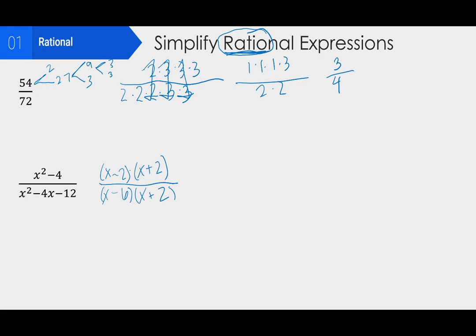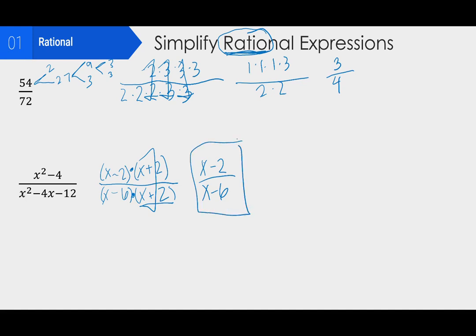Now what we see here is multiplication between the two parentheses, so because there's multiplication, I can cancel or divide out or factor out that x plus 2, it becomes 1. So it's really now x minus 2 over x minus 6. Again, I cannot cross out the x's or divide by 2 to get the 2 and the 6 to cancel. So that is completely done. Nothing else I can do.